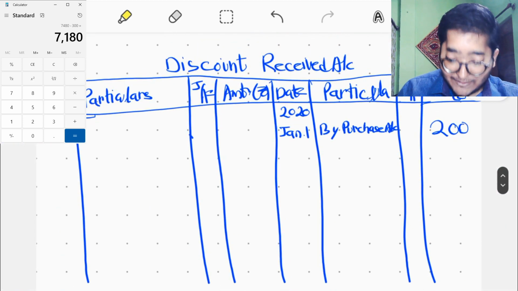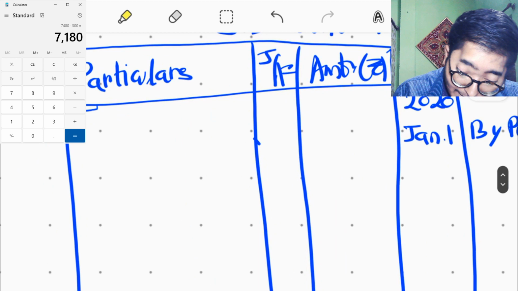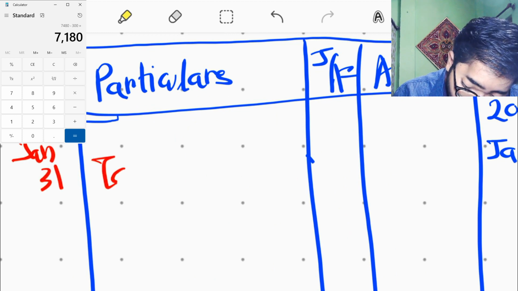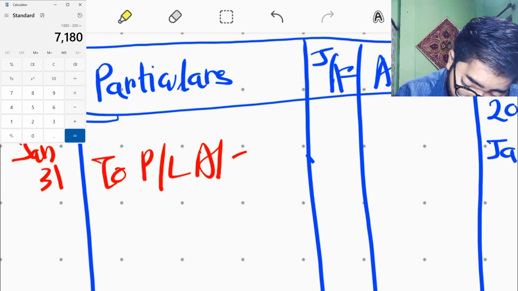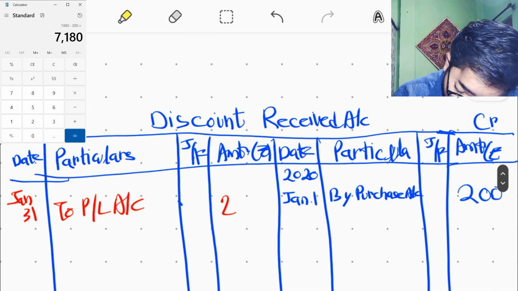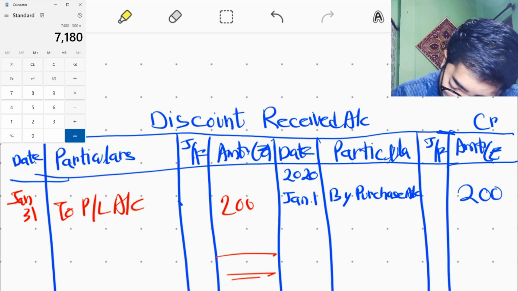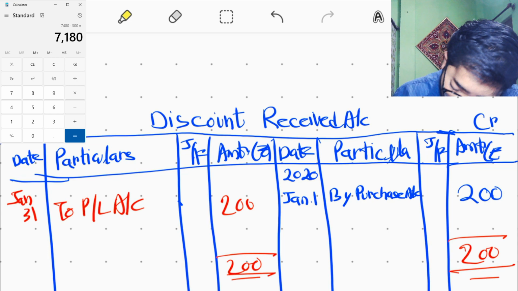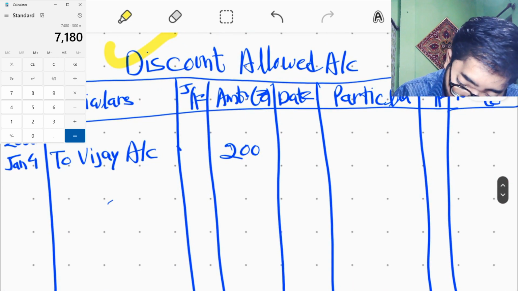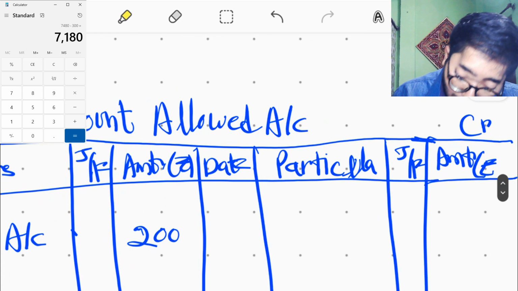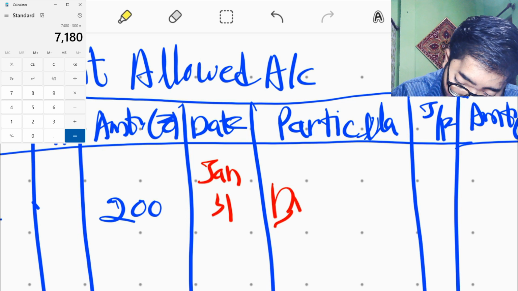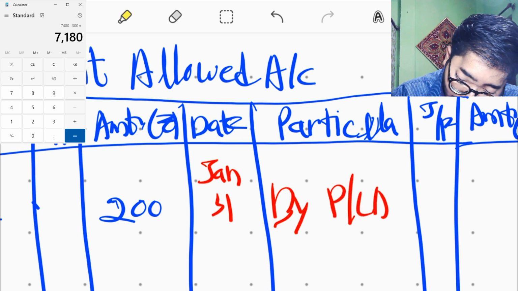Now it's time to balance the discount received account. Discount received is also a nominal account, and for similar reason it should be transferred to the profit and loss account. 200. Now discount allowed account. Similarly, discount allowed account is also a nominal account, and that is why it would be transferred to the profit and loss account.